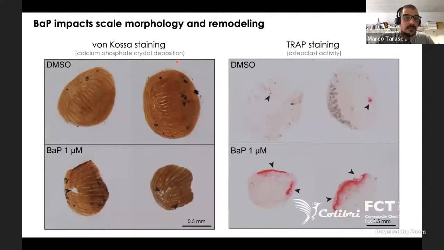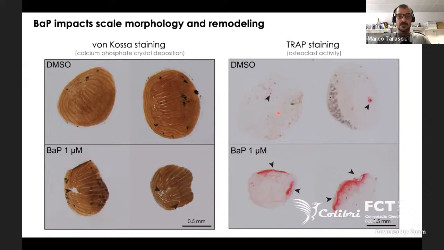This is one example. On the left, we have scales stained with Von Kossa, which is a staining that stains in brown the calcium and phosphate crystal deposition. And on the right, we have a TRAP staining, which is an enzymatic assay that will label in red the activity of the osteoclast. And as you can see, when we compare control scales versus scales under BaP exposure, we clearly notice already a reduction in their area, an affected morphology, and also an increase in demineralized areas and an increase in the osteoclast activity.